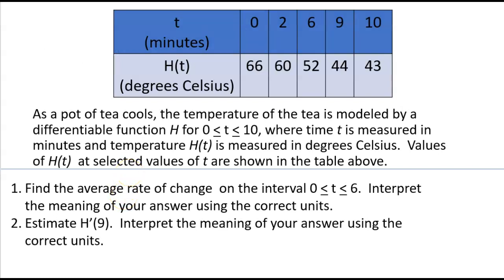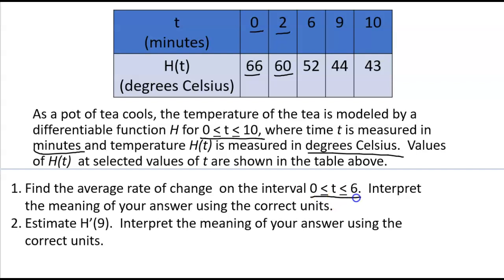So in the story problem we have here, it says, as a pot of tea cools, the temperature of the tea is modeled by the differentiable function h on the interval from 0 to 10. Where t is measured in minutes, I'm going to underline those units because these problems are very unit-based problems, and temperature is measured in degrees Celsius. The values of h at selected values are shown in the table above. So this basically means at the beginning of our story problem, the temperature is 66 degrees. After 2 minutes have gone by, now the temperature in the pot of tea is 60 degrees, so it's cooling down.